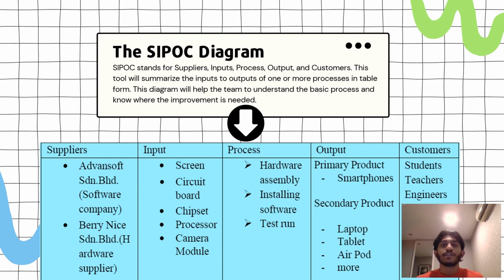And finally, the SIPOC diagram. SIPOC stands for Suppliers, Inputs, Process, Outputs, and Customers. This tool summarizes the inputs and outputs of one or more processes in table form. This diagram helps the team to understand the basic process and know where improvement is needed. As you can see below, there is an example of a SIPOC diagram where we list down the suppliers, then the inputs, followed by the process, the outputs, and the customers. Customers are the people we are selling our product to, and the output is what we use the product that we created for.